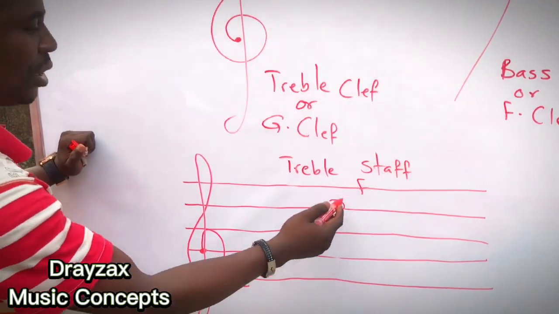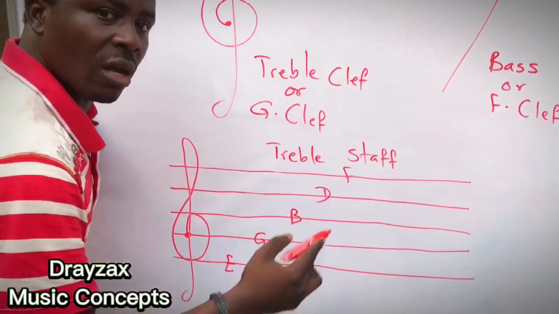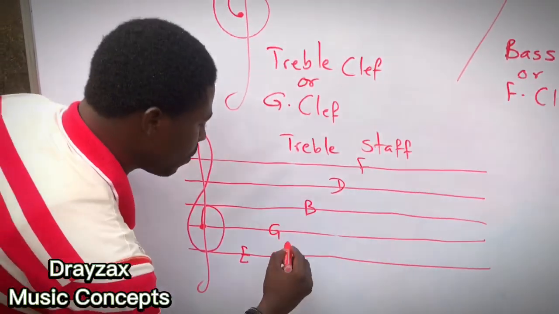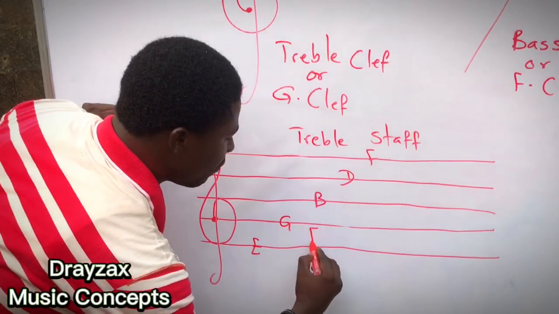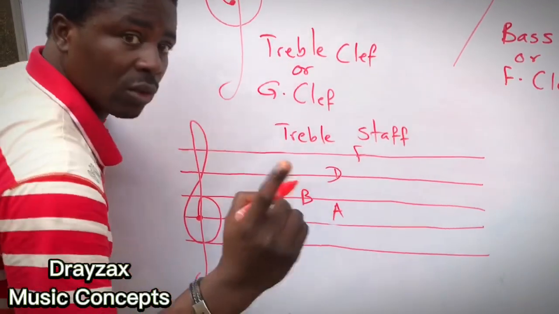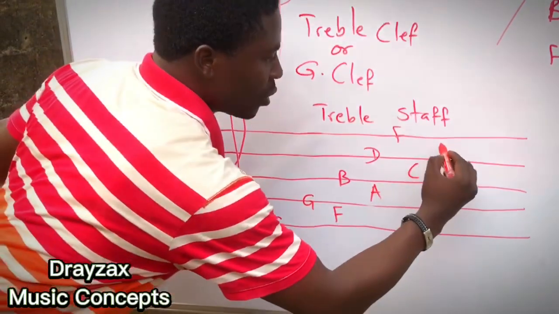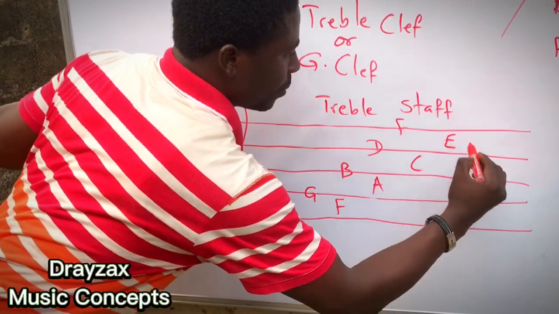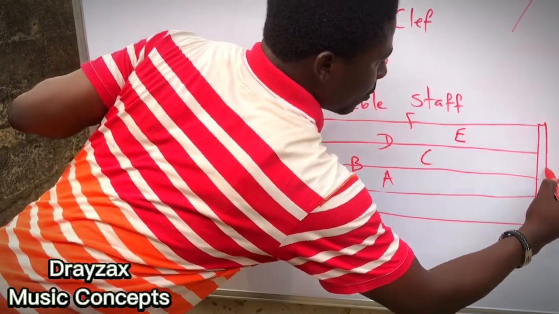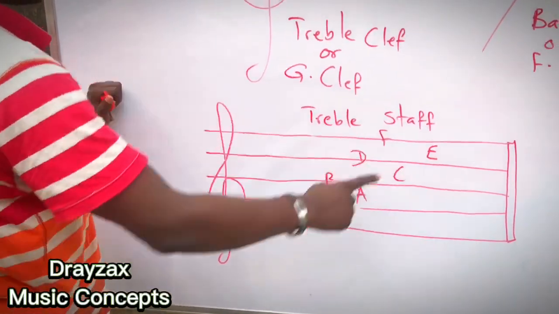E, G, B, D, F for the lines. E, G, B, D, F for the what? For the lines. And the spaces, we have 4 spaces. So the first space is F. Second space is A. Third space is C. And the last space, the fourth space is E. Then you can close it with double bar line. You end it with double bar line.